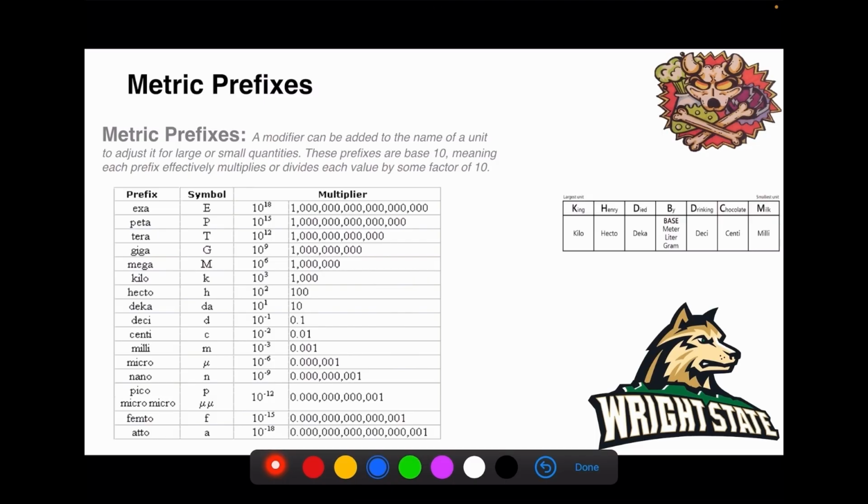So metric prefixes. Like I said, the metric system is base 10. Every conversion is used by orders of 10. So for instance, a kilogram is 1,000 grams. A centimeter is 1/100th of a meter. Right? So these are modifiers that we can add to a unit in order to multiply it by that factor, basically. Multiply it by that conversion factor.